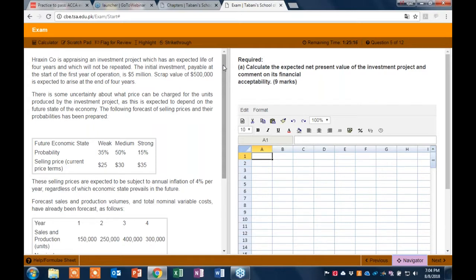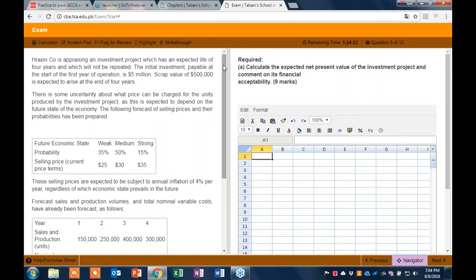There is some uncertainty about what price can be charged for the units produced by the investment project, as this is expected to depend on the future state of the economy. The following forecasts of selling prices and their probabilities have been prepared. Future economic state: weak, medium, strong. The probability of having a weak economic state is 35%, with the medium being 50% and strong being 15%. Selling prices will be $25 if the economic state turns out to be weak, 30 for medium, and 35 for a strong economic state.